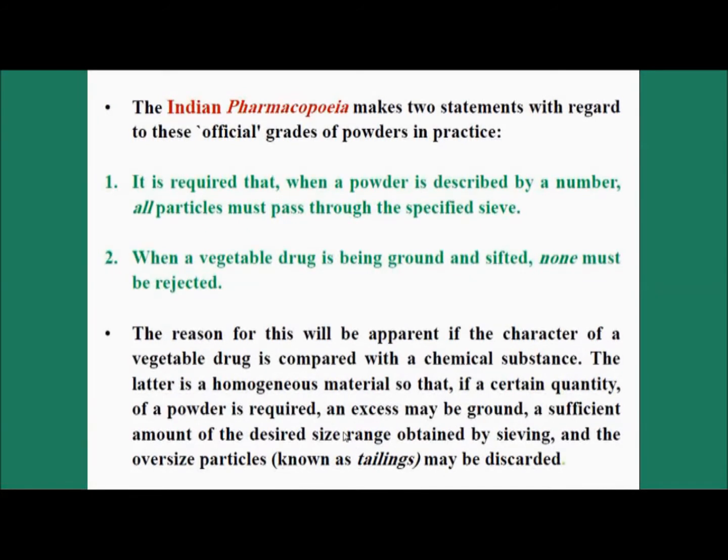Now what is tailing? Suppose we have crushed 5 grams or 10 grams of a piece of drug into powder, right? Now we have sieved this powder through sieve number 10. From this 5 grams, suppose 1 gram has come down, and the remaining 4 grams is there in the sieve. This 4 grams is known as the tailing, which has not been able to pass the sieve. So this cannot be discarded in herbal drugs or vegetable drugs, because there is a reason.